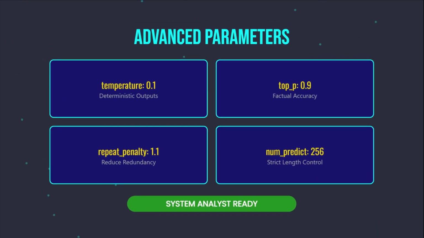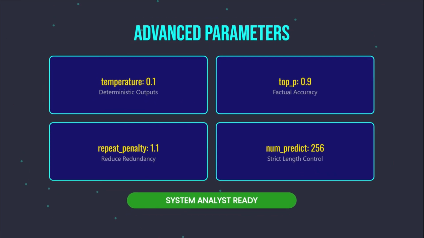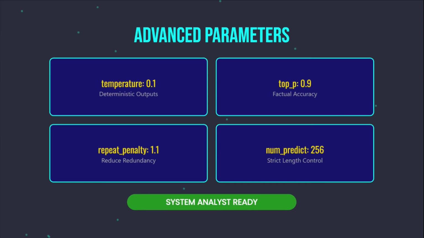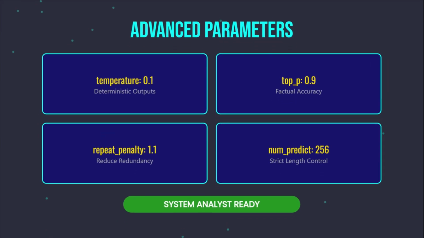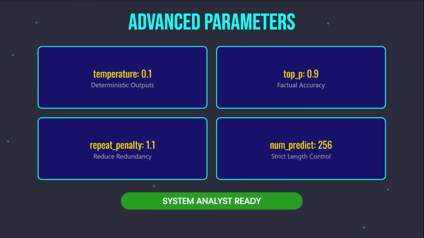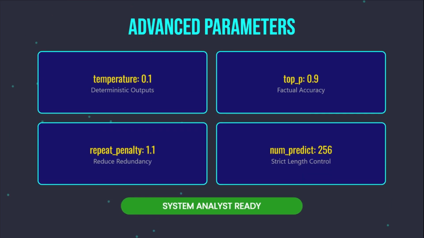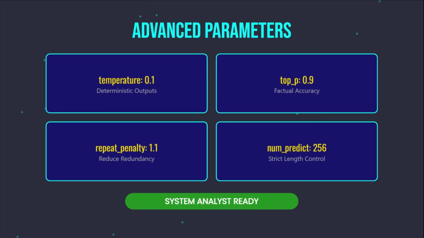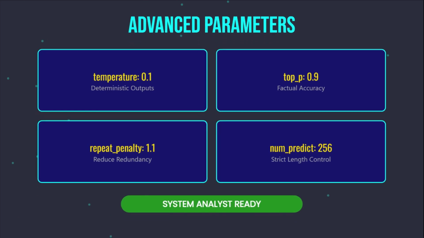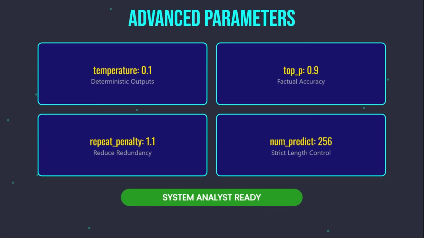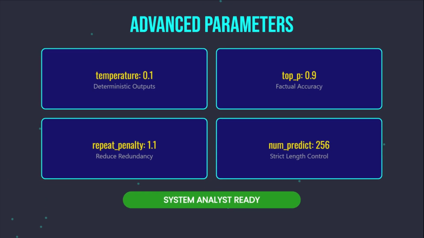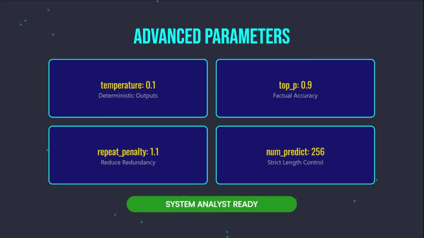Fine-tune generation behavior using advanced parameters within the options object. Set top_p to a low value, such as 0.9, to restrict sampling to the most probable tokens, increasing factual accuracy for technical outputs. Implement a repeat penalty of 1.1 or higher to prevent the model from generating repetitive code snippets or boilerplate text, a common issue in system documentation generation. For strict output length control, use num_predict to define the maximum number of tokens generated per request. These precise controls ensure the model output meets the rigorous requirements of system analysts.